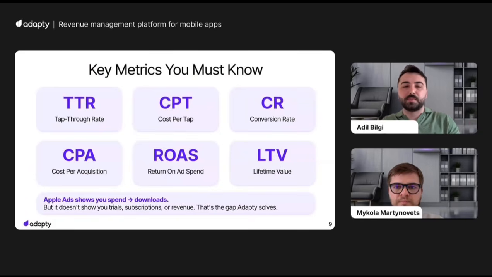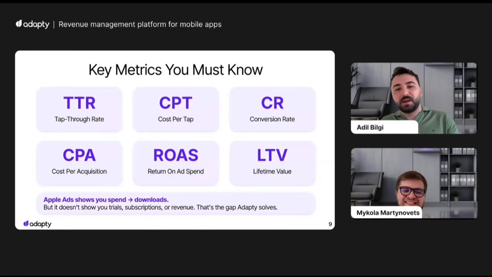ROAS is your return on ad spend, and LTV is the lifetime value that you have been gathering from your users. At this important moment, Apple shows you the spend and the download data. That is the end of the story as far as Apple is concerned. Trials, subscriptions, revenue, LTV per keyword, none of them is visible inside Apple's dashboard. That gap is exactly what Mykola is going to come back to later. So let me hand over to Mykola to cover how Apple Ads differ from other channels.